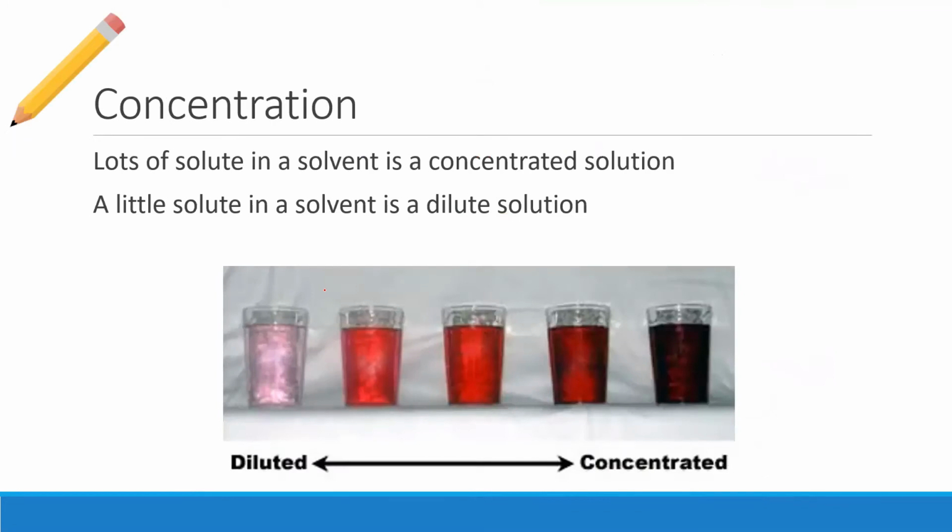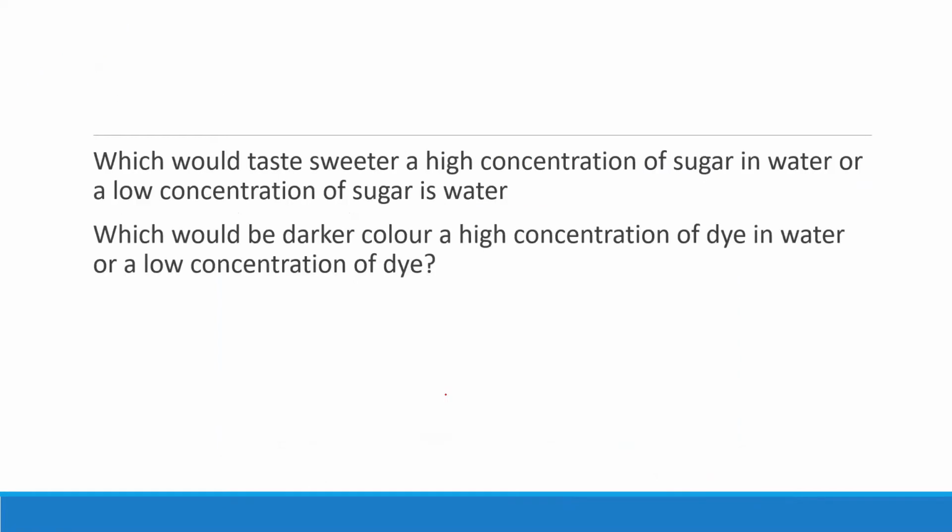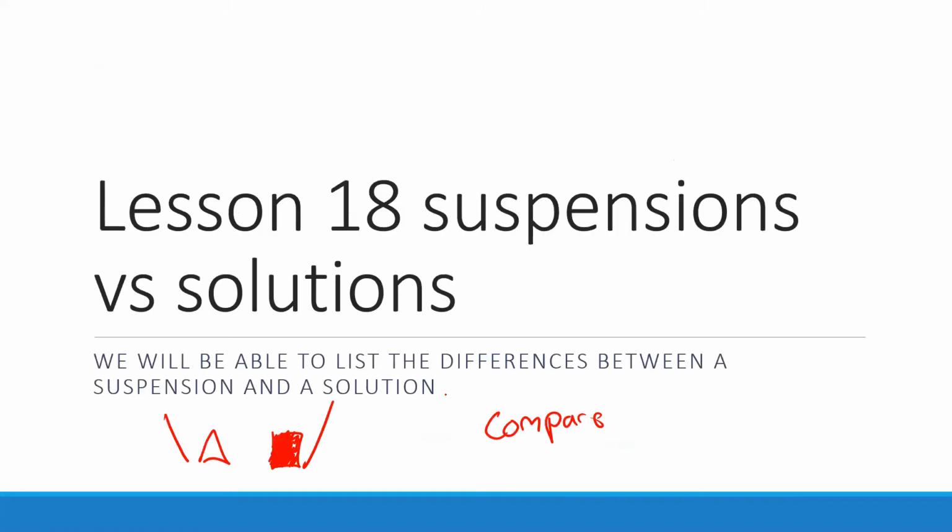We said lots of solute in one place is known as concentrated. A little solute in the solvent is known as dilute. So this is something that is dilute, and this is something that is concentrated. Now, what we're going to do is look at suspensions versus solutions.